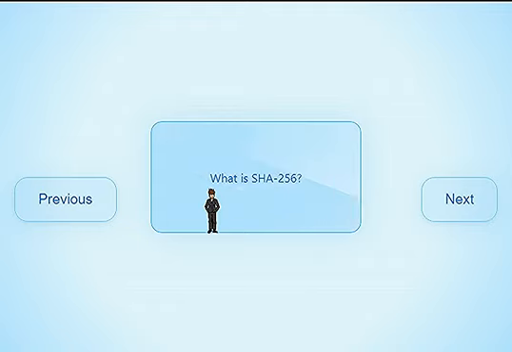What is SHA-256, and how is it different from other hashing algorithms?